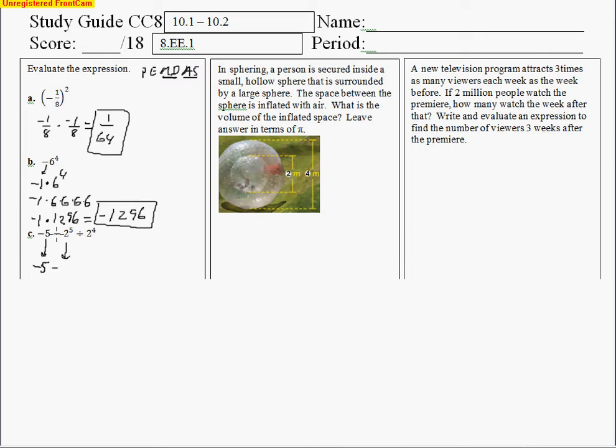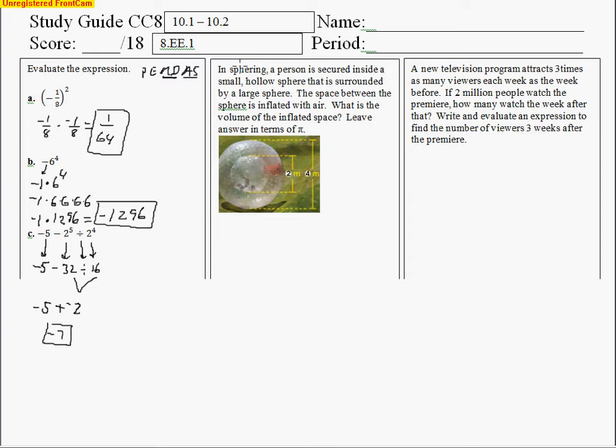So I'm going to bring down the minus sign. 2 to the 5th makes 32. I'll bring down the division sign, and then 2 to the 4th ends up giving me 16. So now I'll go ahead and do the division here. 32 divided by 16 is 2. I'll bring down the minus sign, I'll bring down the negative 5, and then I'll add the opposite, and I have the same sign, so I add the two numbers, and I get negative 7 as the answer.